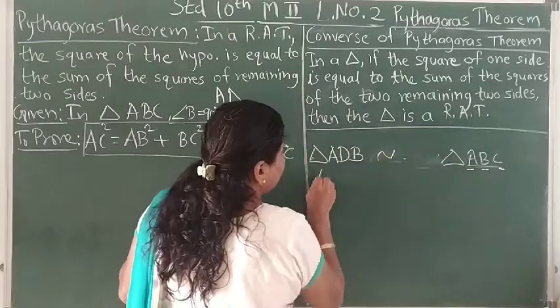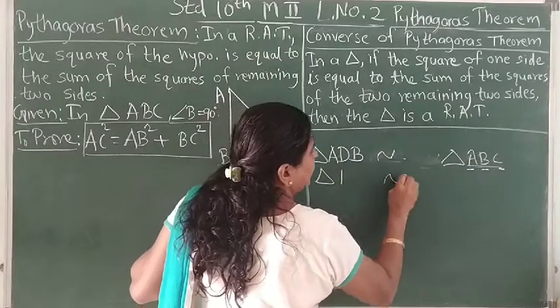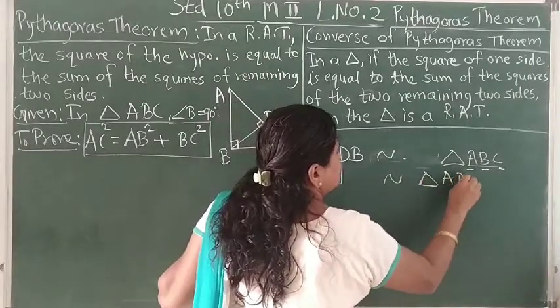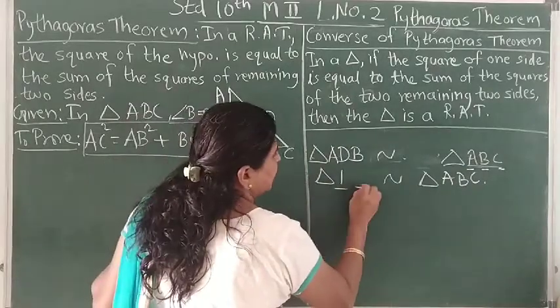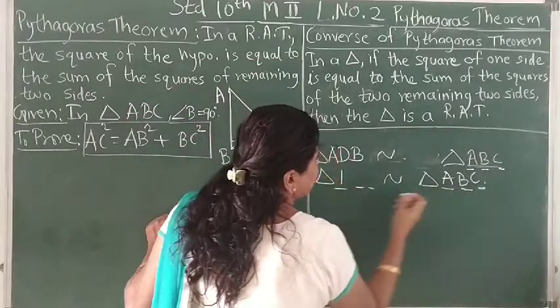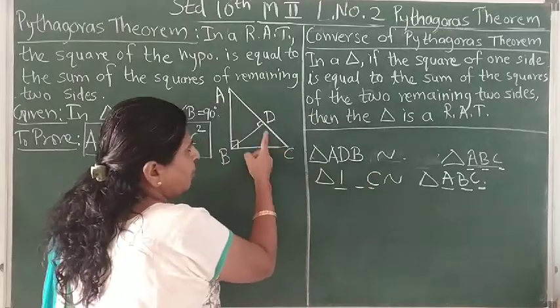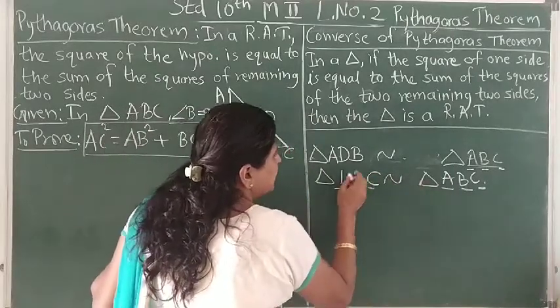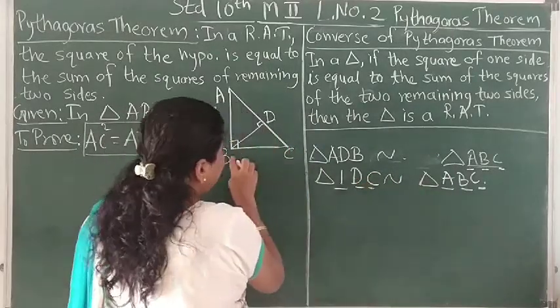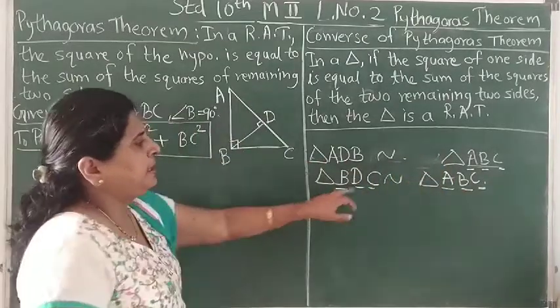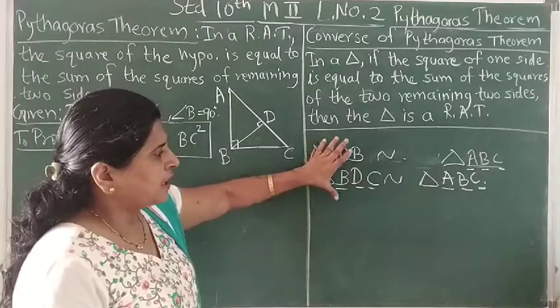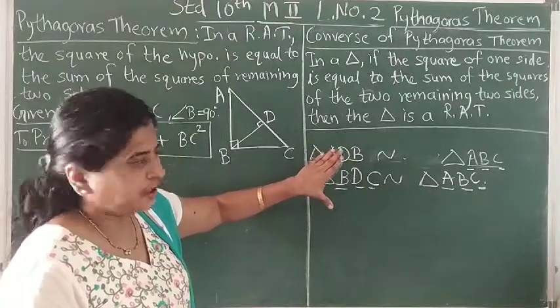Both are similar. So C in the first position, and second, third positions. C is common here, D is 90, here B is 90. So here D will come and the remaining is B. So triangle ADB is similar to ABC and BDC is also similar to ABC. So we can take this similarity in right angle triangles.